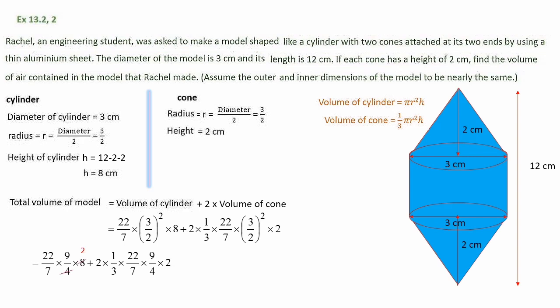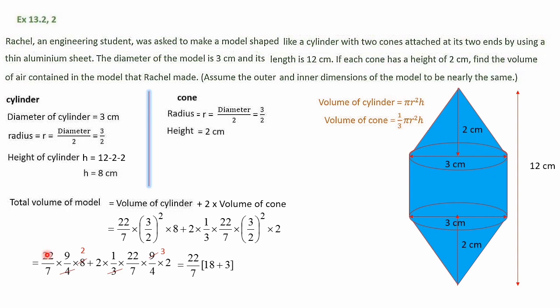Here let's go for a little bit of cancellation. Here 4 and 8 we can cancel by 2, and here 3 and 9 we can cancel by 3 times. And instead of going for normal calculation, we will go for factorization here. Let's take the common term out. 22 by 7 and 22 by 7, both the terms have 22 by 7 common. Let's take out 22 by 7.